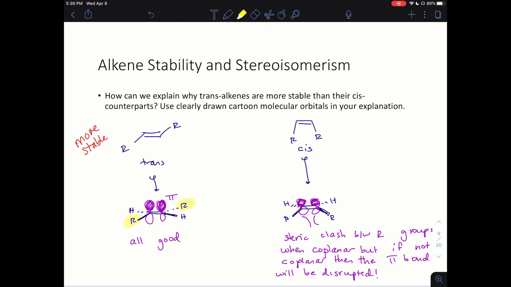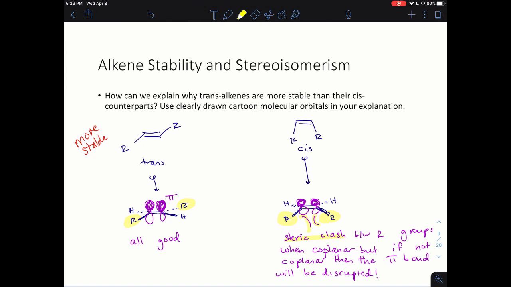Now for the cis alkene, I rotated that in space by 90 degrees, and then for this one, the R groups are coming both out at us. And even if you make methyl groups, you'll see that those groups are clashing in space. Their electron clouds are overlapping. This is called a steric clash.